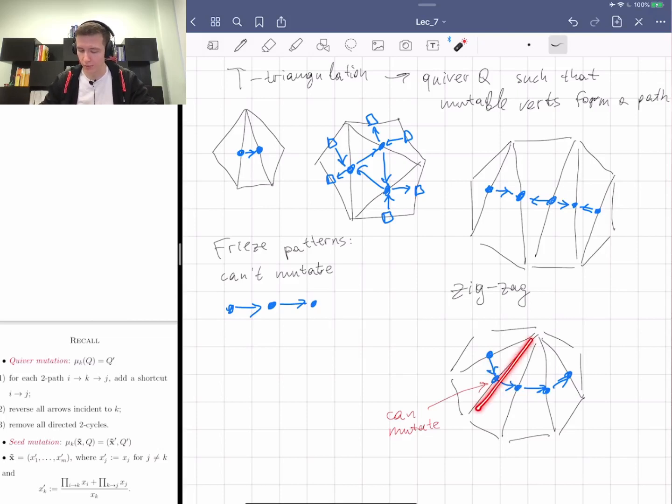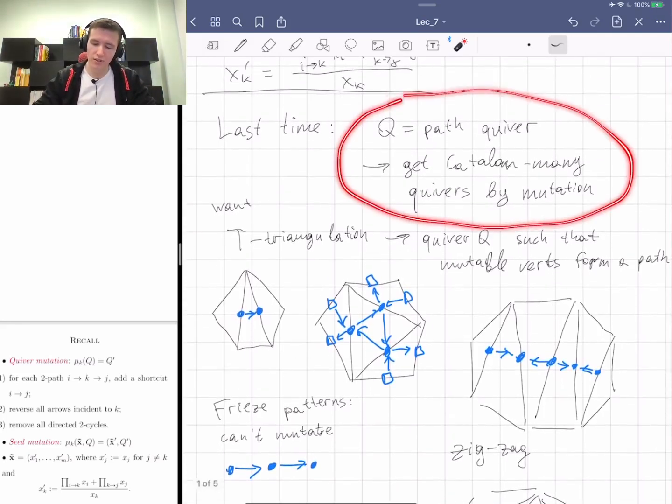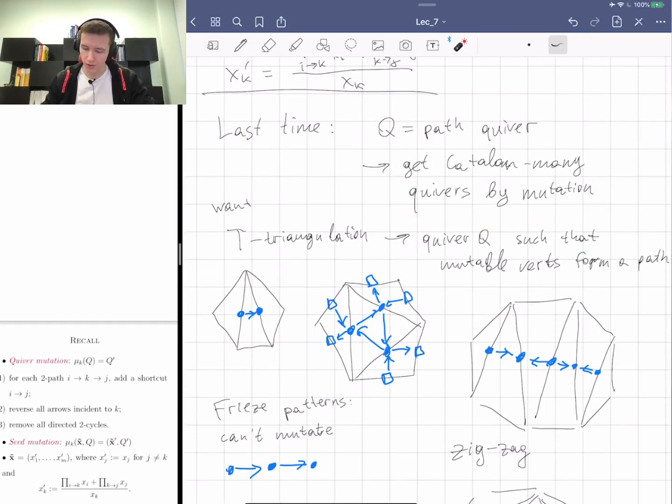As I mutate this vertex, I'm going to instead get an interior triangle, and so inside of that I'm going to have a cycle. But the point is that because you can mutate any diagonal, all the quivers you get are going to come from triangulations, and different triangulations are going to give you different quivers. I guess you need to do some work to figure out why different triangulations give you different quivers, but basically the quivers are labeled. So the point is that you get Catalan many quivers, and those are all the possible quivers for the path graph.